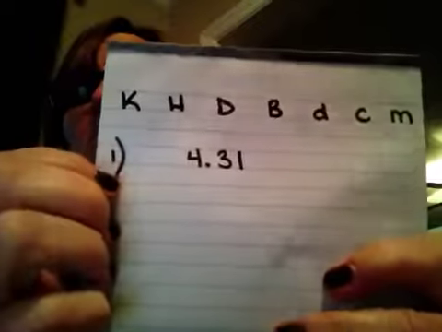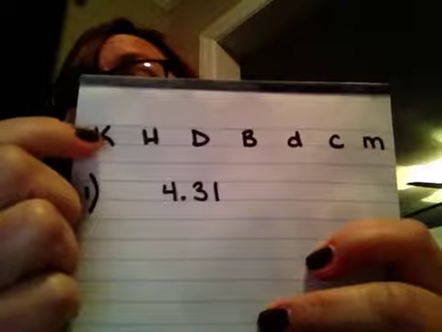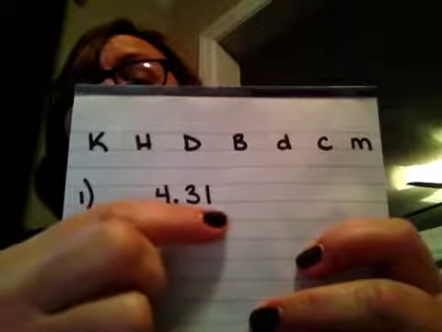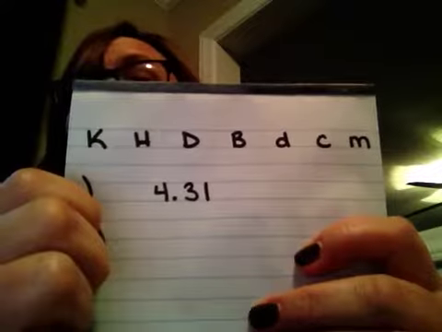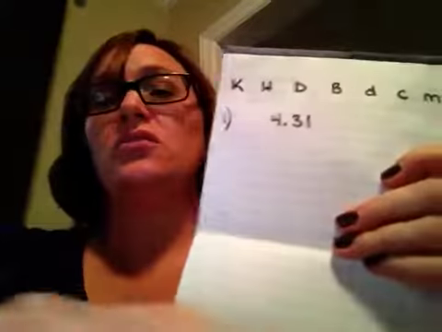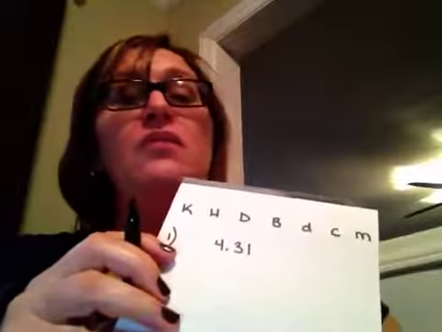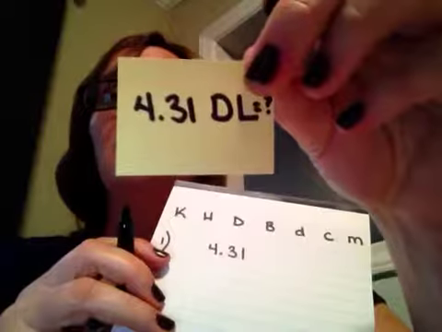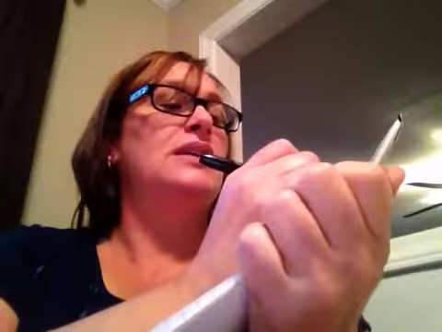Alright, so we're going to write down our number 1. It says to convert it into kilos. That's what we want to do. We want to convert our measurement, 4.31 decaliters, into kiloliters. So here's what we're going to do. We're going to circle our given unit. And the unit that was given to me by my classmate was the deca. See the D right there? So I'm going to circle deca.